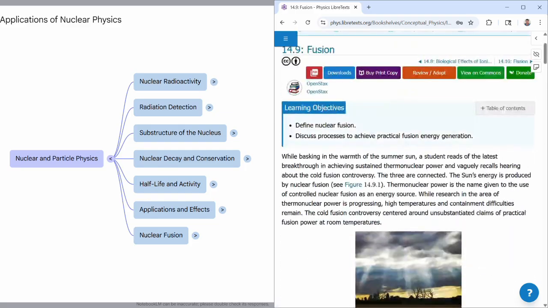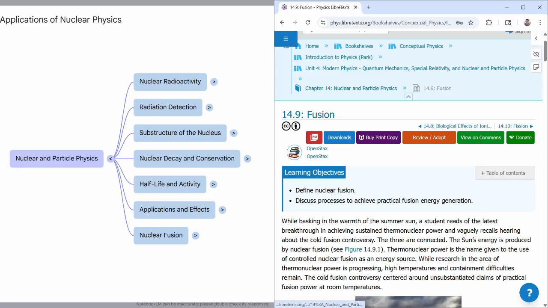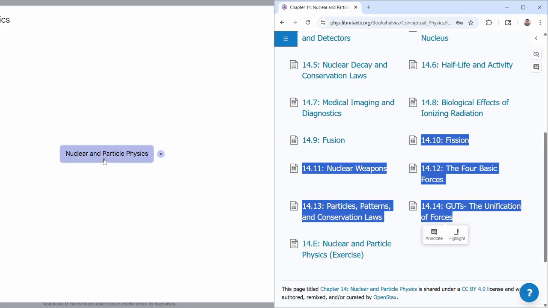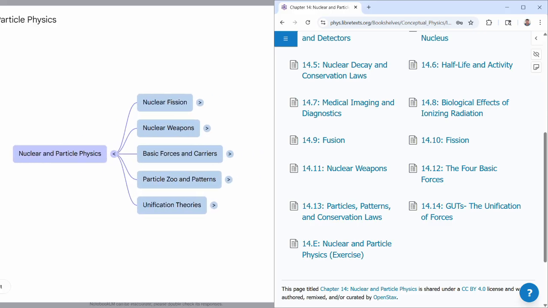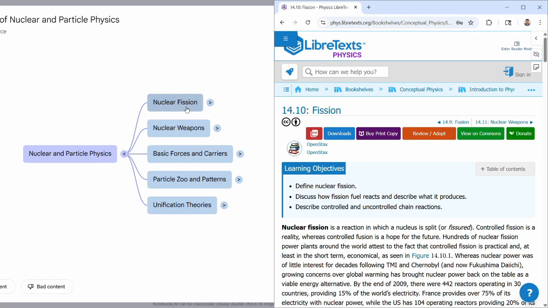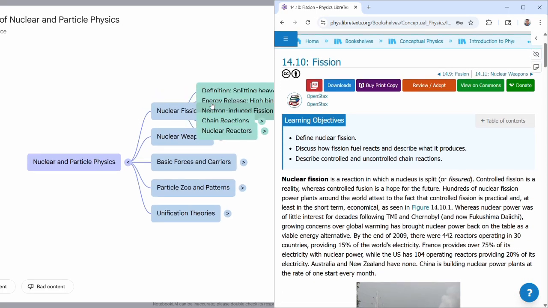Let me go to the second mind map that I generated using only sections 14.10 through 14.14. Okay, I think this is the one. Nuclear and particle physics. Again, I would have liked to have a single mind map that covers the entire chapter 14, but I guess it's too long a chapter to do that. So, nuclear fission. This is covered in section 14.10. And I do talk about the fission chain reaction. There's a nice PhET simulation that illustrates that.